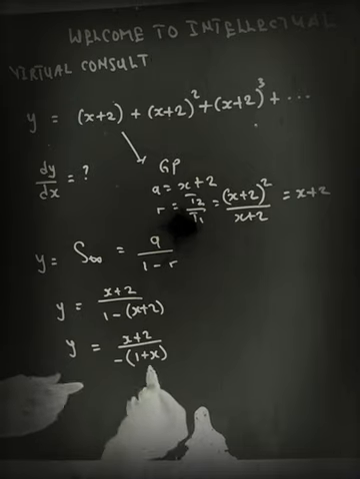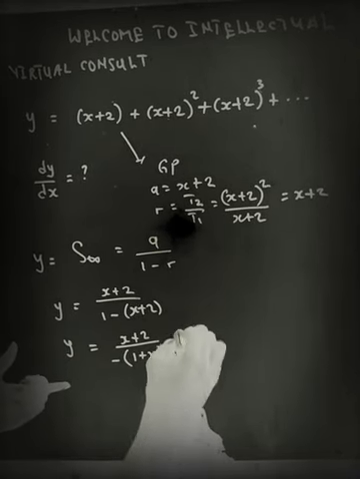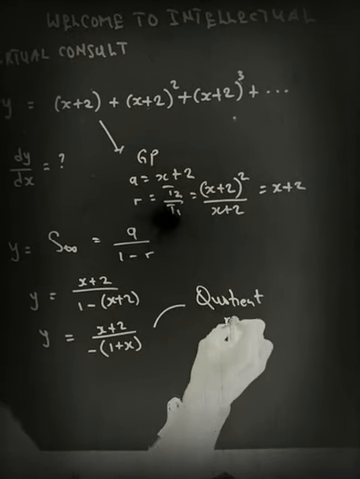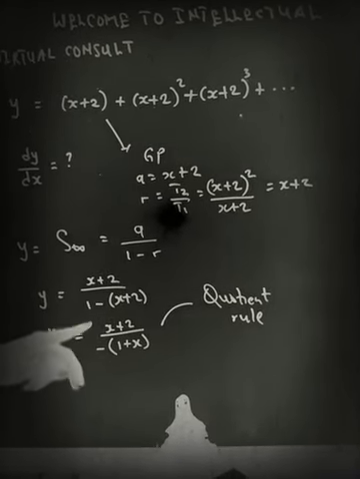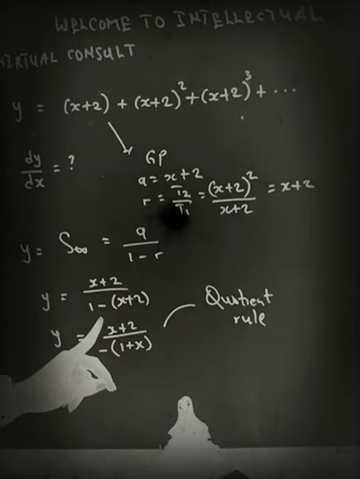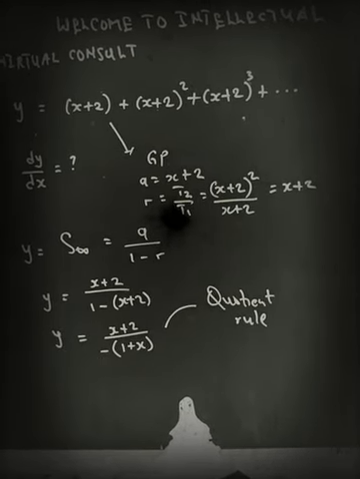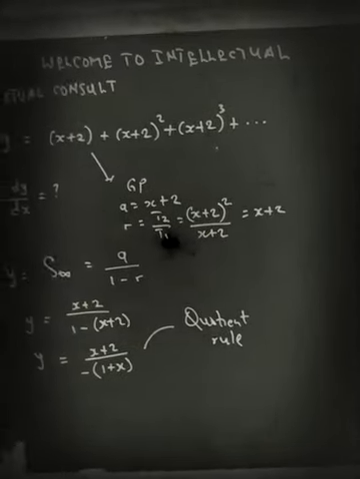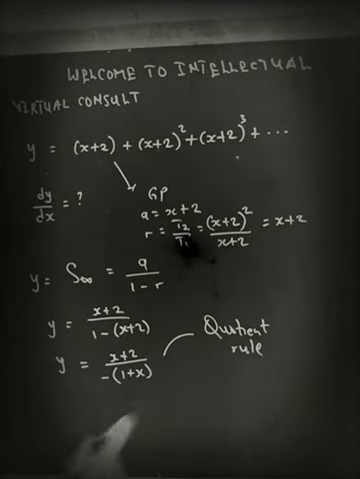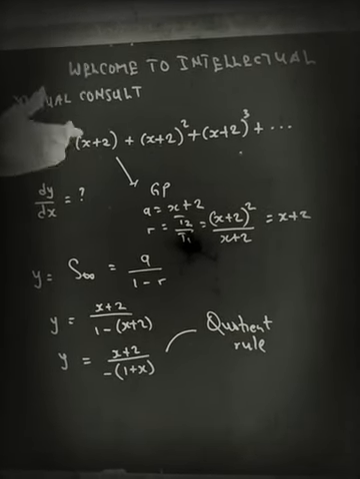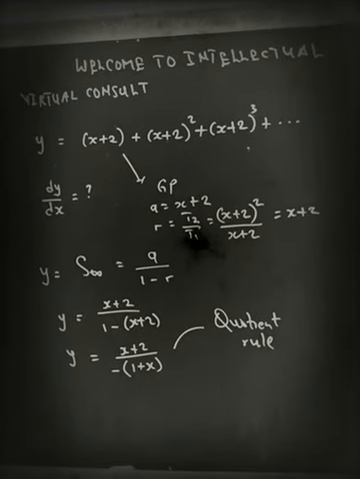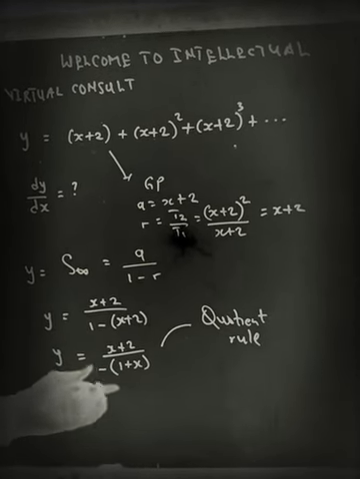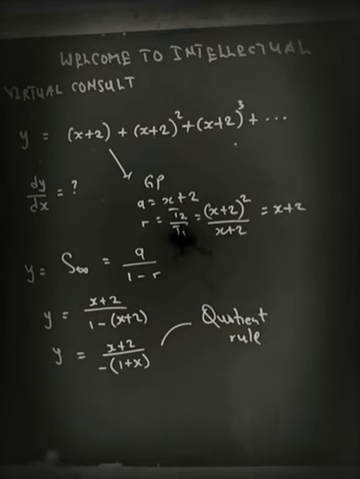Judging from the form of this function, it's quite easily suggestible to use the quotient rule to differentiate it, because the function is expressed as the ratio of x plus 2 to the negative of 1 plus x. I'm just interested in showing you the scope in which we can tackle questions that come in this endless form. So using the idea of the sum of GP terms to infinity, we bring our function back to its normal state for differentiation.